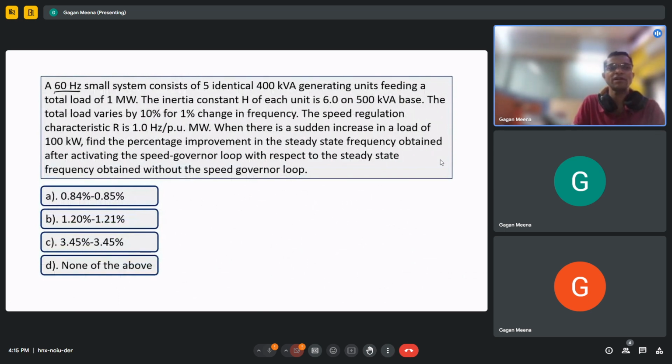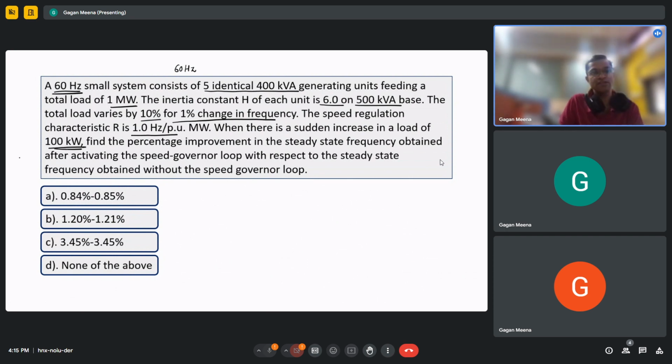Now we have to consider the speed governor also. All the parameters are the same because it is the second part, a continuation of the same question. 5 identical 400 kVA generating units feeding a total load of 1 megawatt. Inertia constant of each unit is 6 on 500 kVA base, and the total load varies by 10% for 1% change in frequency, and speed regulation characteristic is 1 hertz per unit megawatt, and there is a sudden increase in load of 100 megawatts. So what is the percentage improvement in the steady state frequency obtained after activating this speed governor loop?